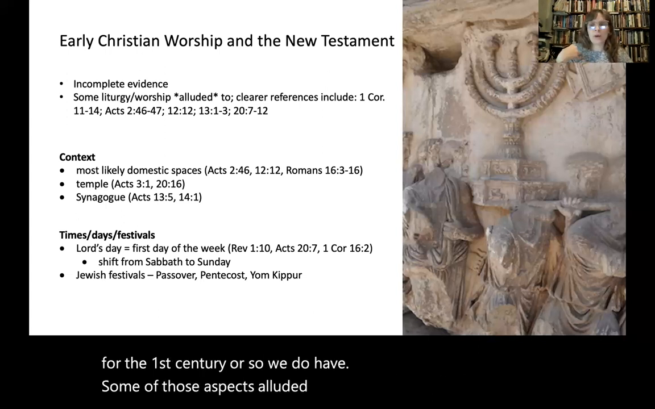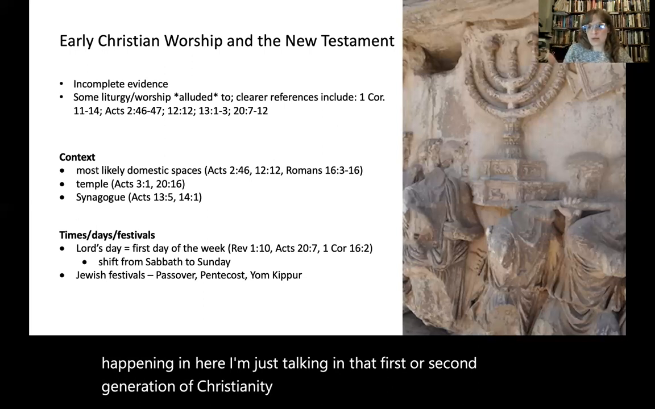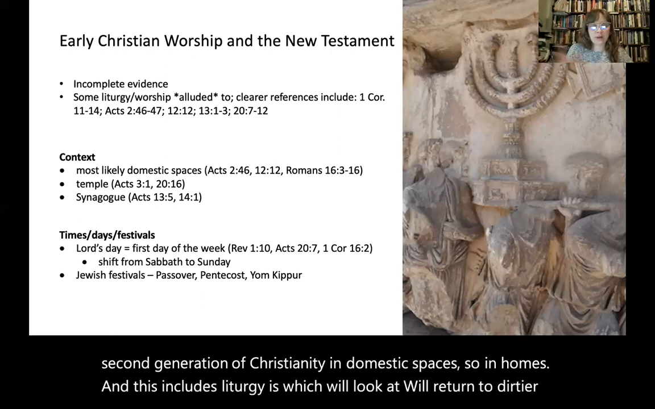Early Christian worship is happening, and here I'm just talking about that first or second generation of Christianity, in domestic spaces, so in homes. And this includes liturgies, which we'll look at. We'll return to Dura Europos in our lecture today.